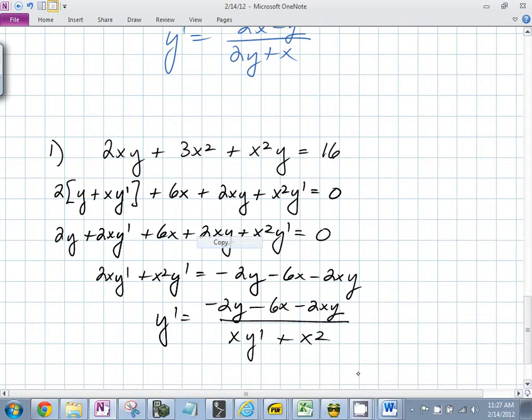No, it's just 2x. Prime what? It's only 2x. Oh, the y prime goes away. Sorry about that. So it's 2x plus? X squared. All done.